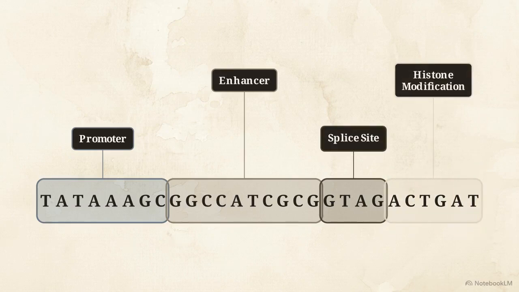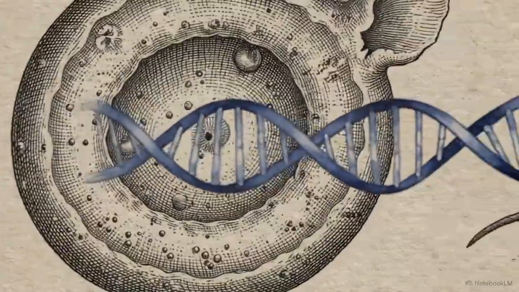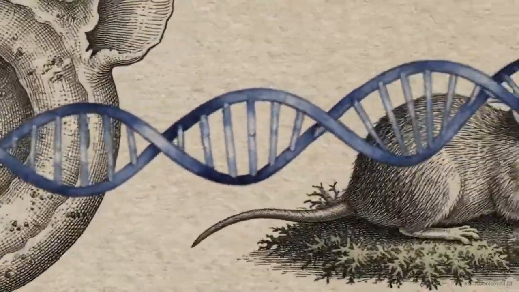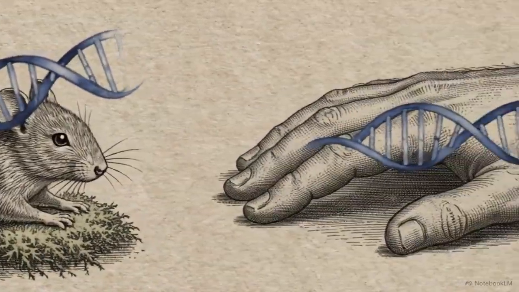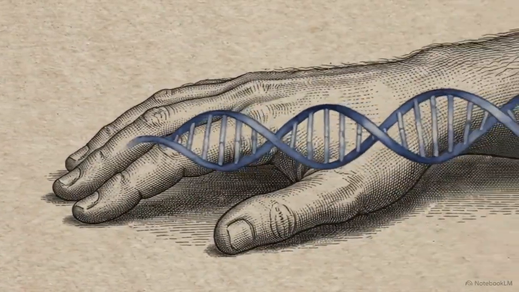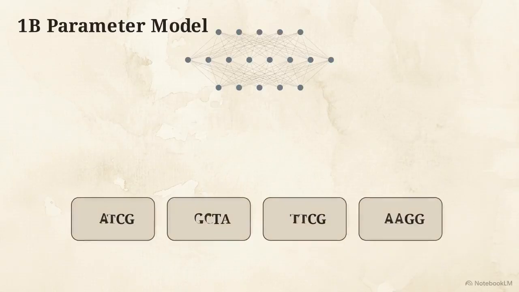The researchers also found that phylogenetic diversity acts as a powerful regularizer during pre-training. Training on multiple species prevents the model from overfitting to human-specific biases, fostering feature representations that apply across evolutionarily distant taxa. Paradoxically, as the architecture scaled to 1 billion parameters, the model chose to utilize much finer sequence tokens.